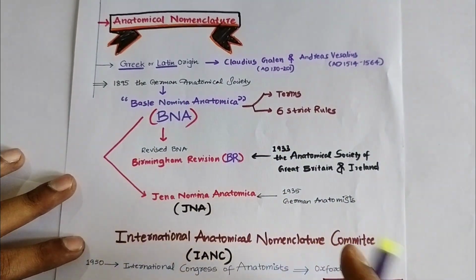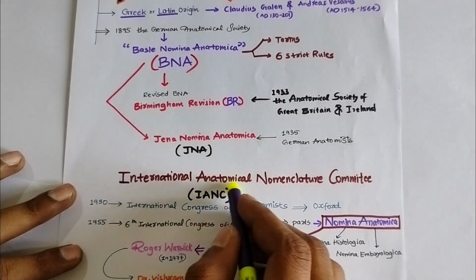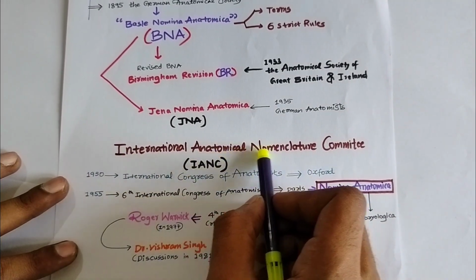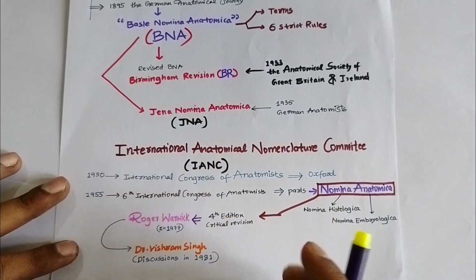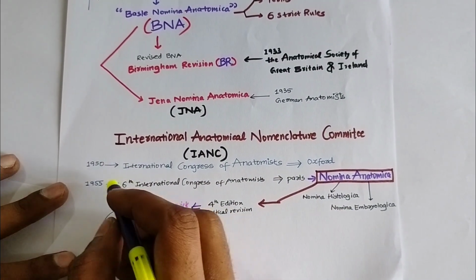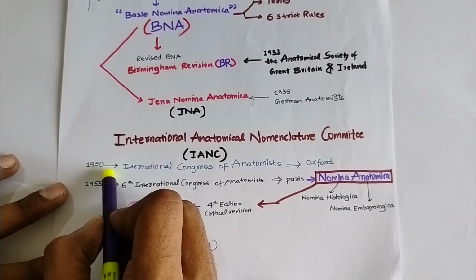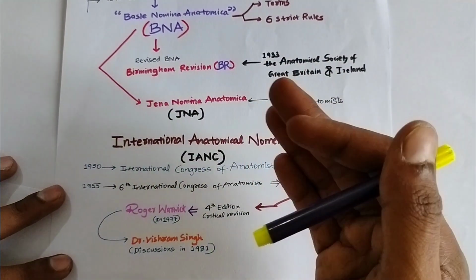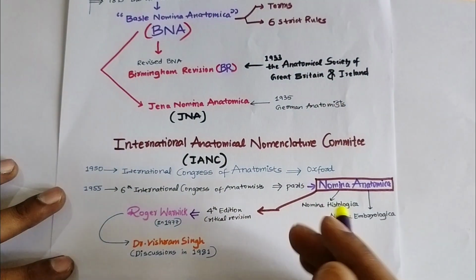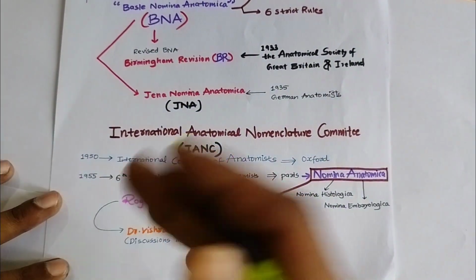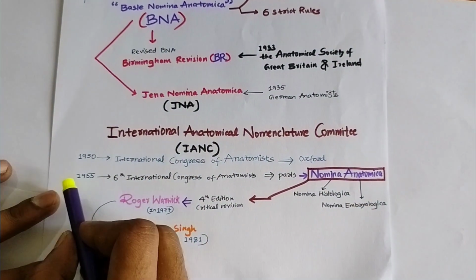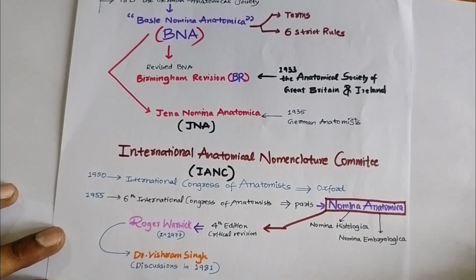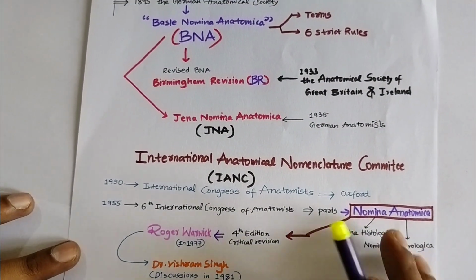Various changes took place, and at last the International Anatomical Nomenclature Committee (IANC) took the responsibility. In 1950, the International Congress of Anatomy was held at Oxford. After this, every year a conference took place on which terms were to be added, deleted, or changed. In 1955, the Sixth International Congress of Anatomists took place in Paris.